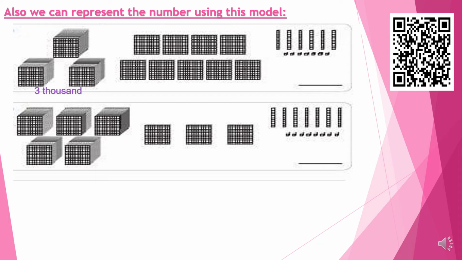How many hundreds here? Let's count our big squares. 1, 2, 3, 4, 5, 6, 7, 8, 9. So I have 9 hundreds. How many tens here? Let's count the sticks. 1, 2, 3, 4, 5, 6. I have 6 tens. And how many small squares? 1, 2, 3, 4, 5, 6, 7. So I have 7 ones. Let's write our number. I have 3000. It means I will put 3 in 1000 place, 9 in hundreds place, 6 in tens place, and 7 in ones place. So my number is 3967.